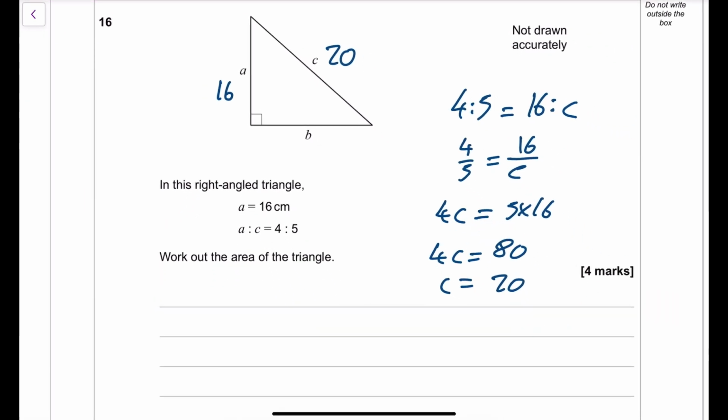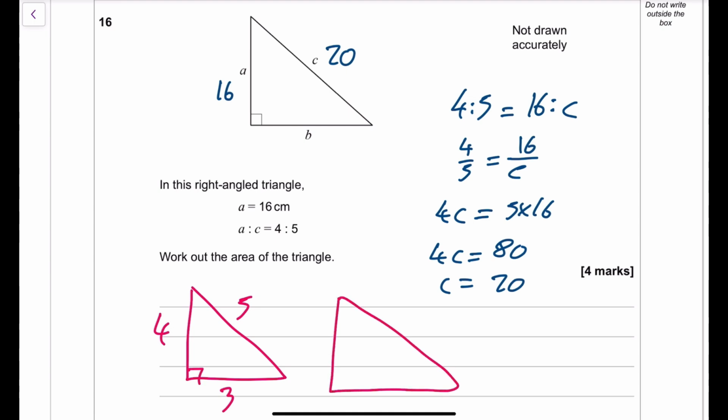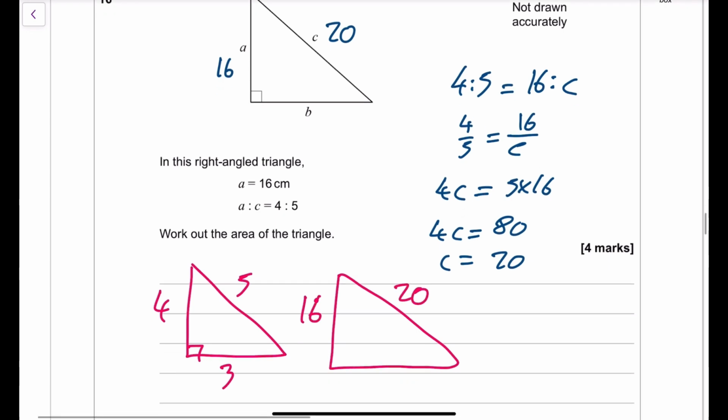You should already know this, by the way, because you should be familiar with this triangle, which is a 3, 4, 5 triangle. And if you multiply the 4 by 4 you get 16, the 5 by 4 you get 20, so the 3 would also get multiplied by 4 to give you 12.